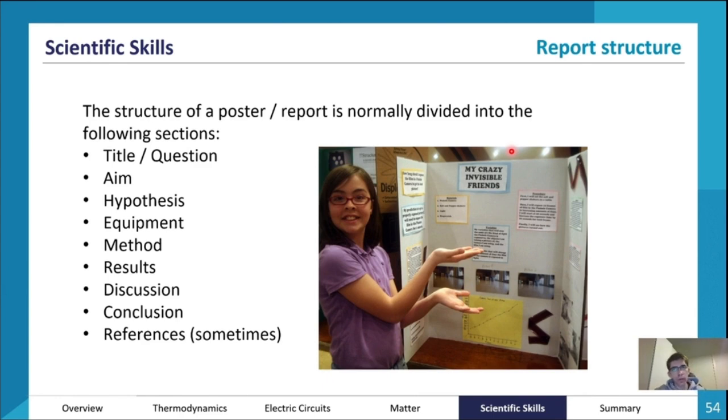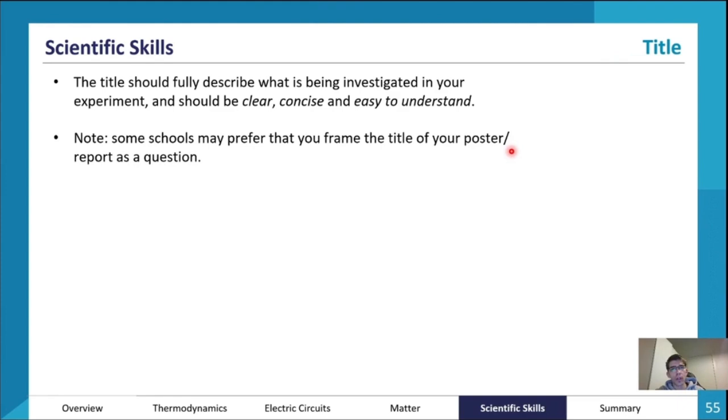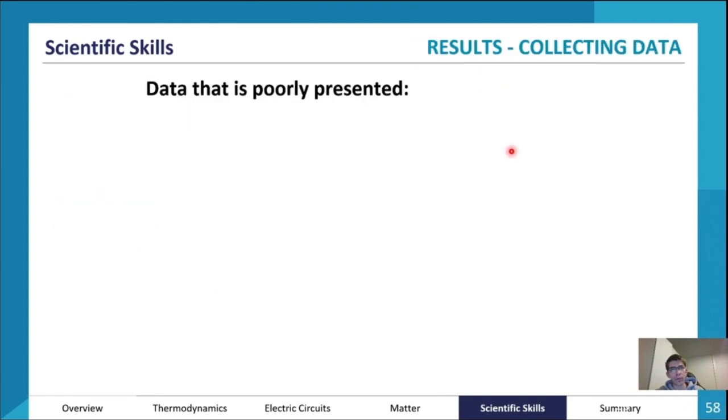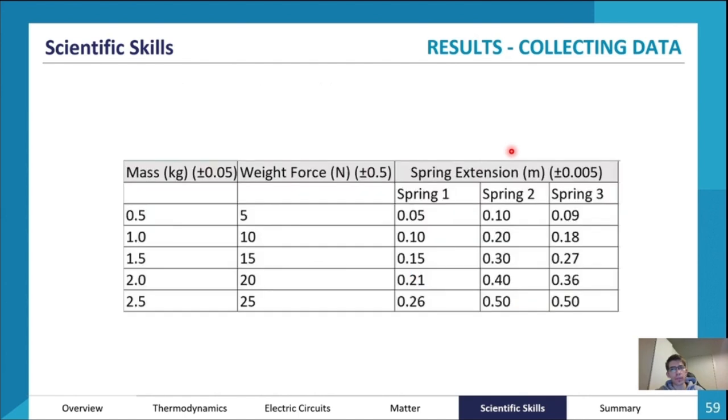Now, I won't spend too much time on what to include on your poster because different schools have different methods. I have given a simple guide if you do need that, but I would highly recommend that you consult with your teachers. They should be your first point of contact on how to build the poster. What I would highly advise you to do is to collect your results properly.